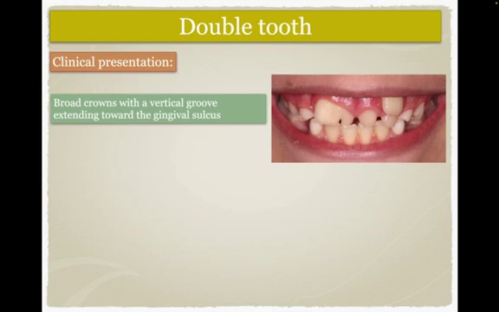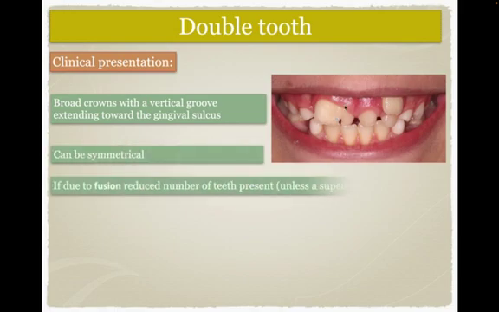Now, the clinical presentation: usually this tooth is big and we have a vertical groove that extends toward the gingival sulcus. And with this we have poor aesthetics. Usually these patients attend the clinic complaining about the poor aesthetics of this clinical crown because it's very wide. We have a groove dividing this tooth. It can be symmetrical, in which we have two teeth on both sides.